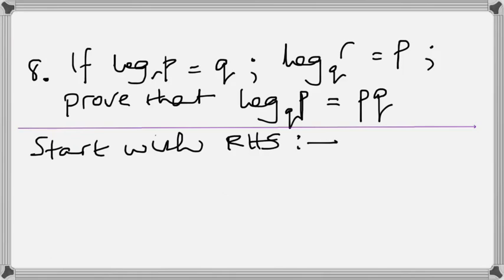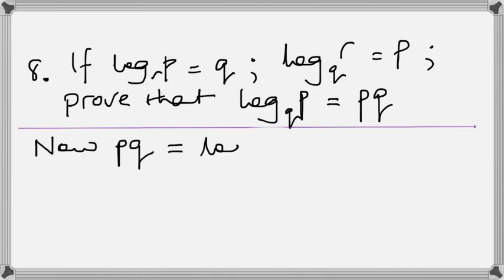Start with the right-hand side, as I said. So P times Q is equal to, according to the information they've given us. Now, if you have a look at that, we're supposed to be trying to prove that it equals the left-hand side, which is the log of p to the base q. So my instinct would be that the second term has got log of p in it, but it's got a base r. So why don't we change that to a base of q and see where we end up?